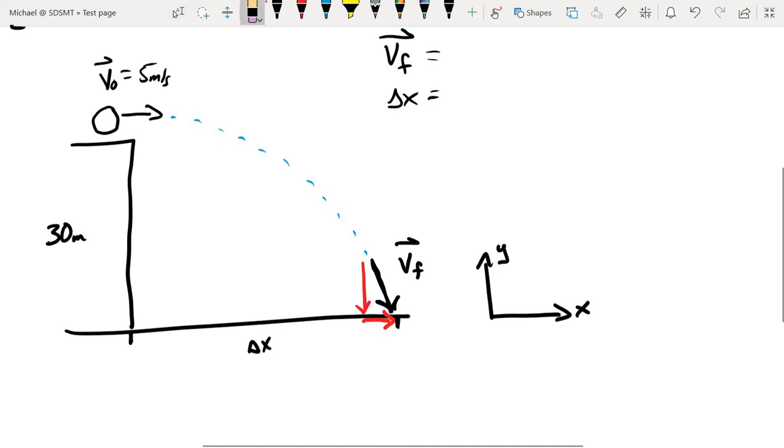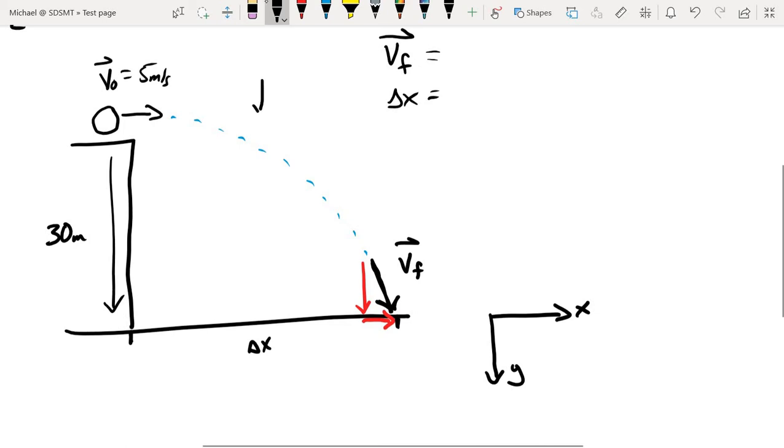Actually, if you don't mind, I'm going to change that. I would like my y-axis to point down. And the reason for that is because the vertical displacement is going to be down.